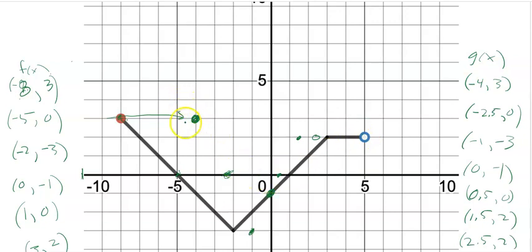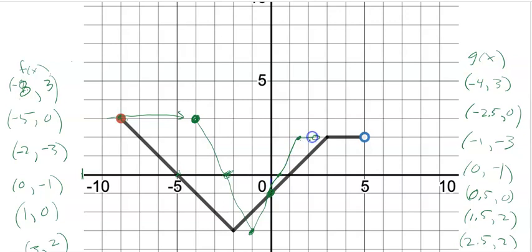So here is negative 4, 3. Here is negative 2.5, 0. Negative 1, 3. 0, negative 1. 0.5 is 1 half, so it's in between 0 and 1. 1.5, 2, and 2.5, 2. Now I need to connect these. This arrow is not part of the graph. I was just showing you that that moved over in that way. And this would be a line because the other was a line, though it's a steeper line, interestingly enough.